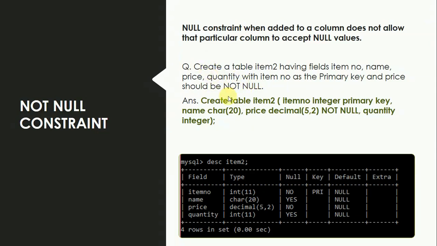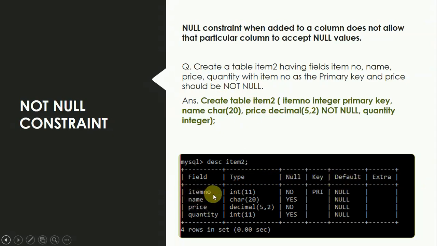So to create this table, the command will be: create table item 2, item number of type integer, and then primary key, name char 20, price decimal 5,2, and it has to be not null. So we will write not null after this, and then quantity integer. So when we see the structure of this table, it will look like this.